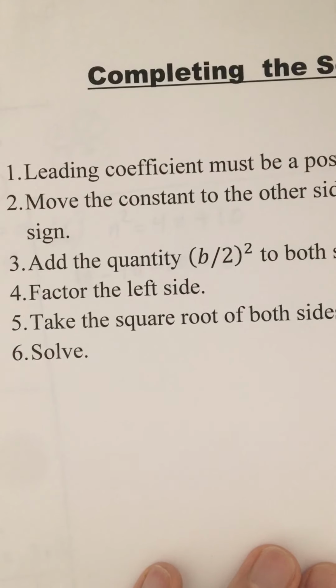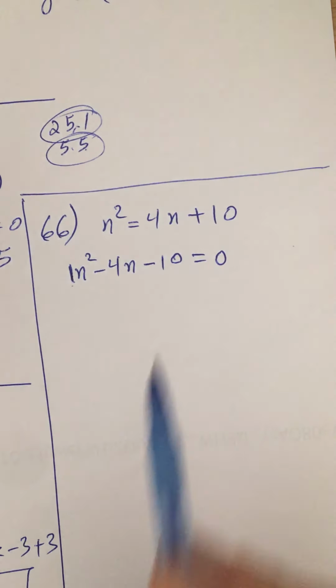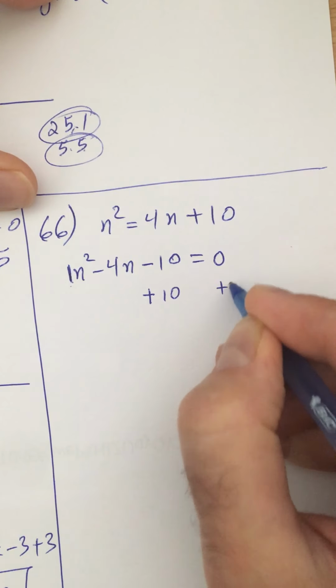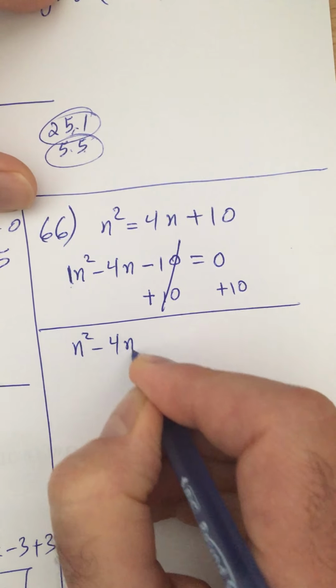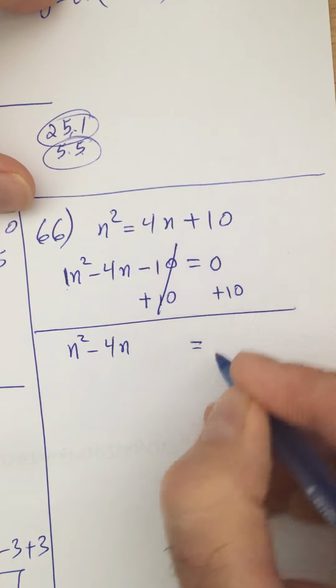Step number 2, move the constant to the other side of the equal sign. So what's your constant? Negative 10. Move it to the other side. That means add 10 to both sides. Cancels, so you get n squared minus 4n. Leave some space here because you're going to add a number. 0 plus 10 is 10.